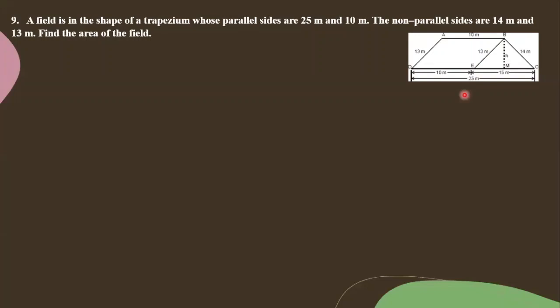A field is in the shape of a trapezium whose parallel sides are 25 meter and 10 meter. The non-parallel side measurements they gave are 13 meter and 14 meter. Find the area of this field. This field is the shape of a trapezium. Parallel side measurements they gave 10 and 25. Non-parallel side measurements they gave 13 meter and 14 meter. Am I audible to everyone, children? Yes, ma'am.